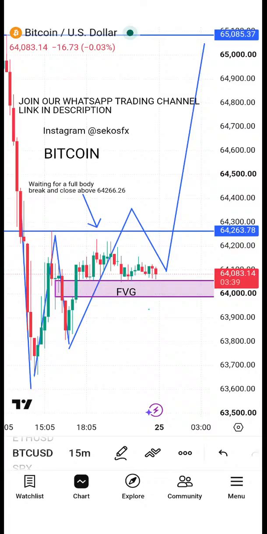This is part of my confirmation strategy. I'm looking for something like this. I always look for something like this at an area of sensitivity. It can be a support or resistance. I'm always looking for something like this before I take a trade. So it's for educational purposes.